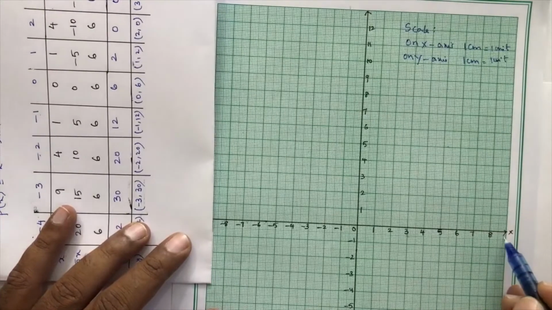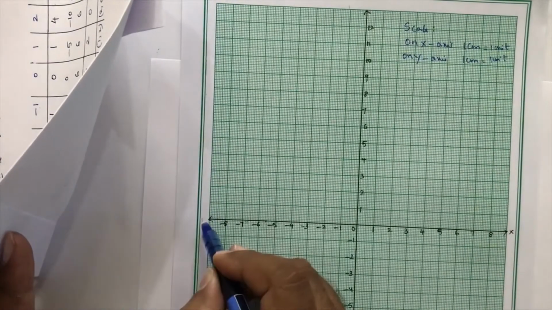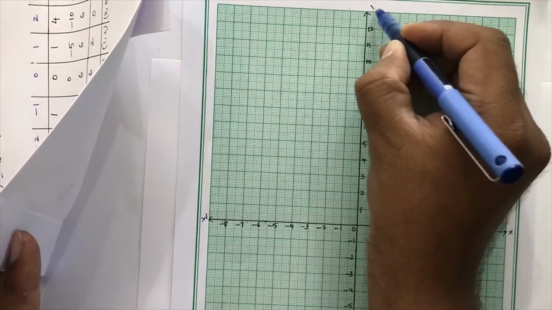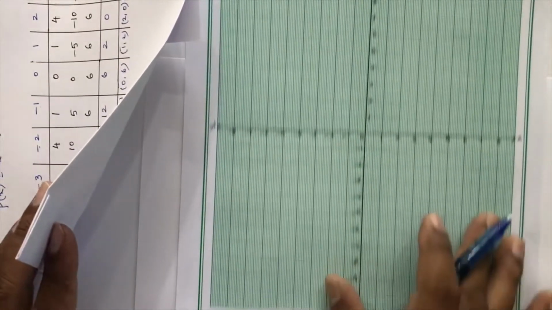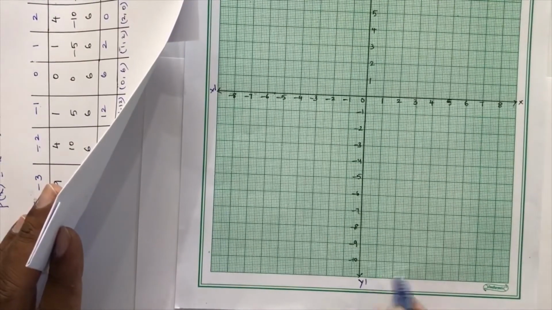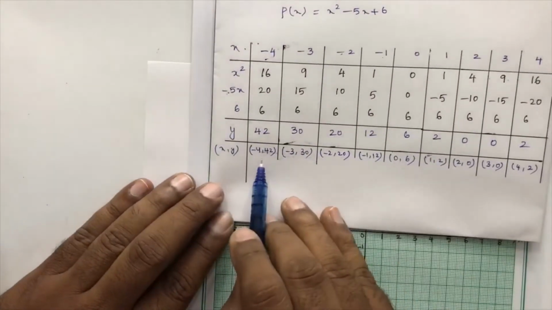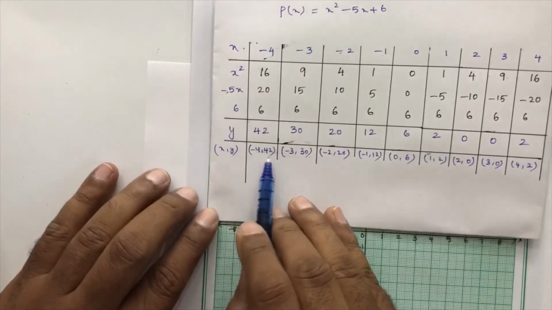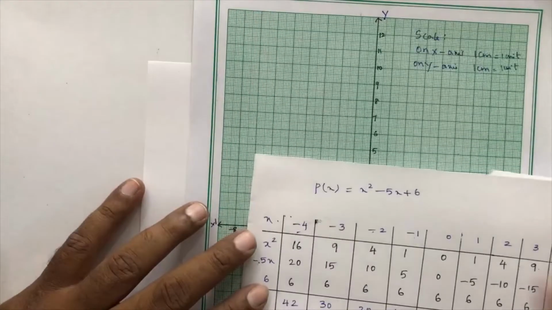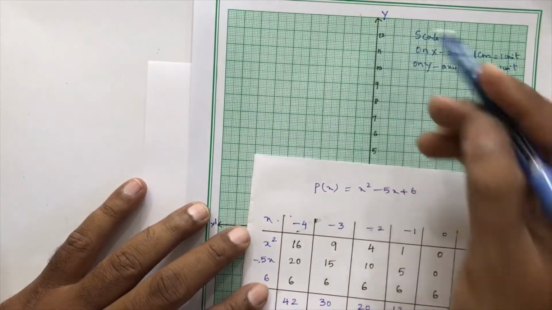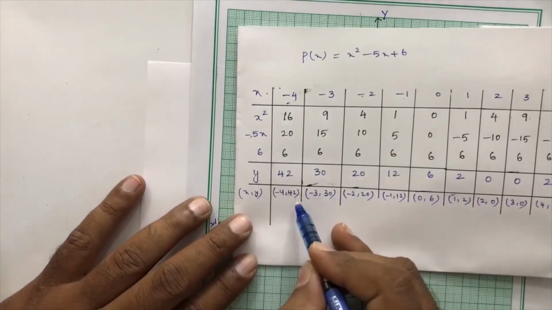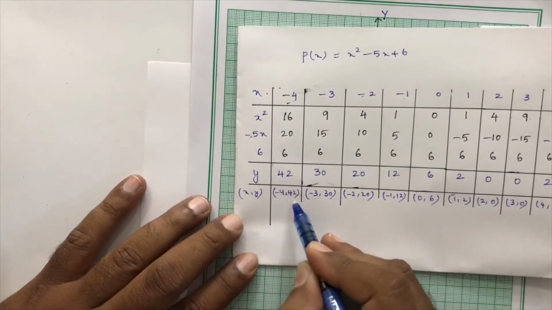Here this value is x, and here x dash, and this value y, and at the bottom you can write y dash. Now I'll plot the values. While plotting, I took minus 4, 42. The highest y value I have is 12 only, so minus 4, 42 is not possible, and I'll skip this value.